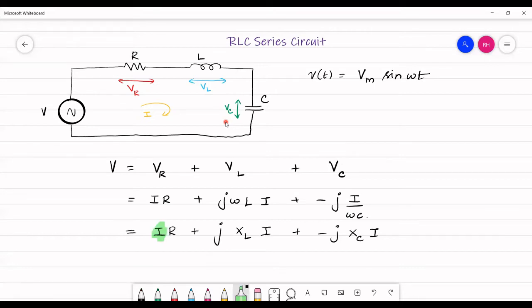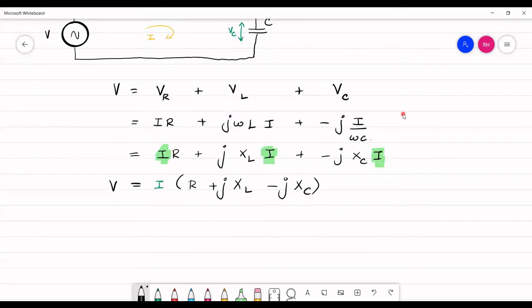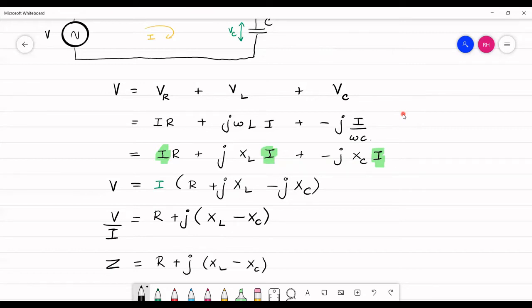In this expression, I is common in all terms, and hence we take I commonly out of all terms. And hence V is written as I into, and on cross multiplying we'll have V by I, that is the ratio of voltage phasor to phasor current, which is impedance, and impedance is equal to R plus, here again J is in common, so R plus J (XL minus XC).